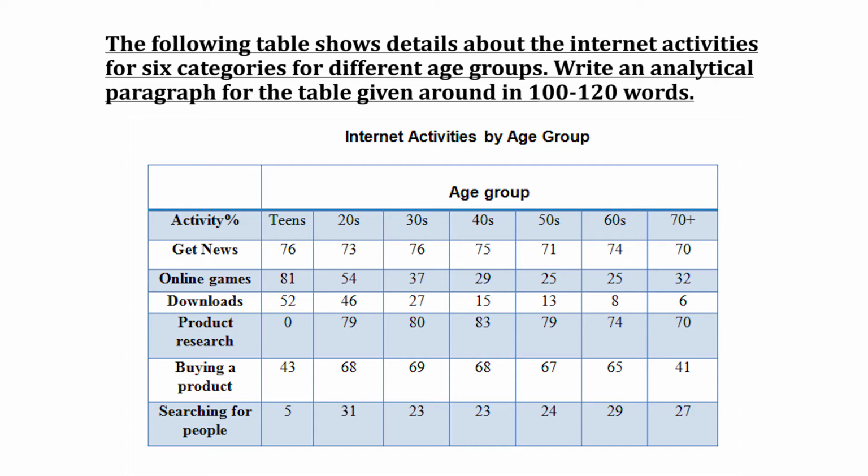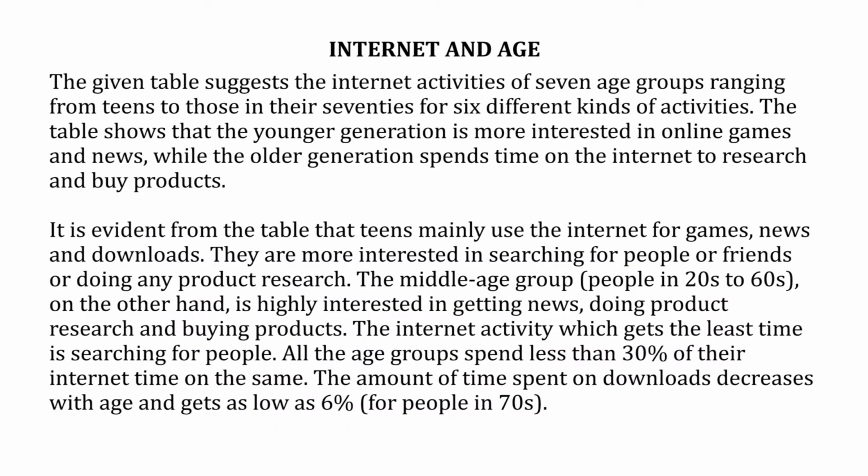So let us now go ahead with how to write the analytical paragraph. You can write, the given table suggests the internet activities of 7 age groups ranging from teens to those in their 70s for 6 different kinds of activities. The table shows that the younger generation is more interested in online games and news, while the older generation spends time on the internet to research and buy products. This is your introductory part.